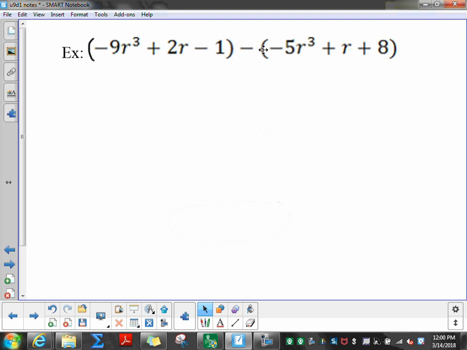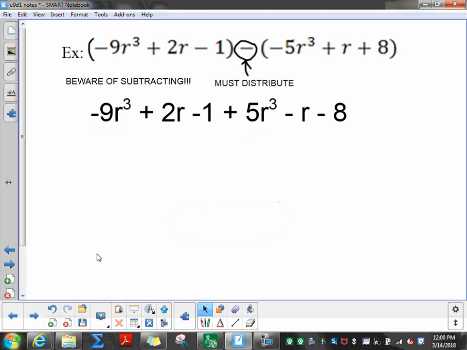Because we have a minus sign, we have to distribute that into the second polynomial. Okay, so you got to be aware of subtracting. So we go ahead and distribute this negative 1. This is going to make this positive, this will become negative, this will become negative. So this is what it is after I distribute that.